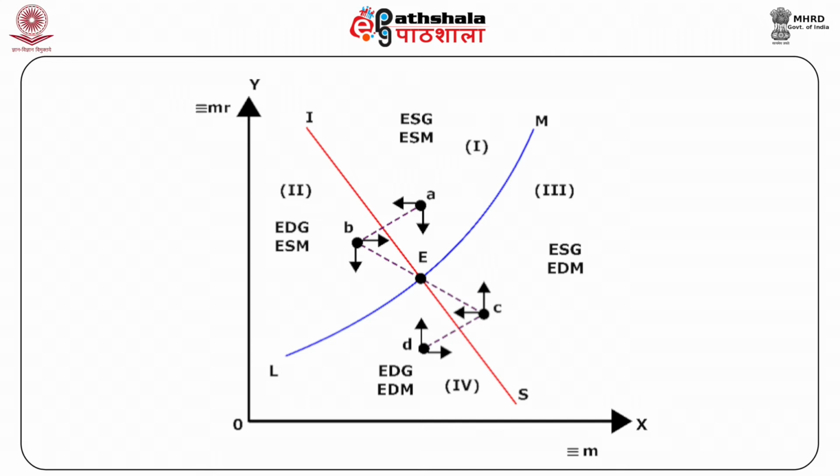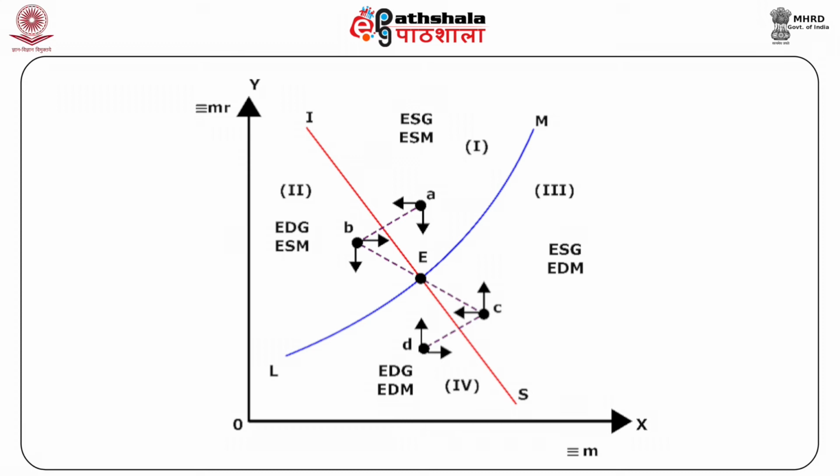You would notice that at A, there is an excess supply in the goods market and there is excess supply in the money market as well. Therefore, you would notice that we have written ESG and ESM against point A. At this point, what we can see is that there is an arrow which goes to the left from A and goes to the bottom or downwards from A.